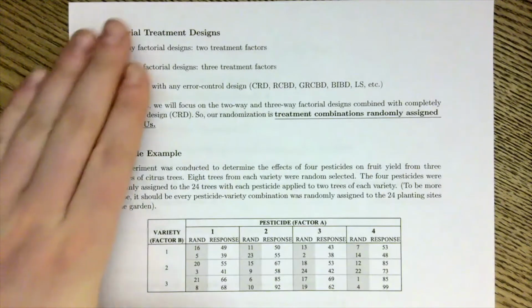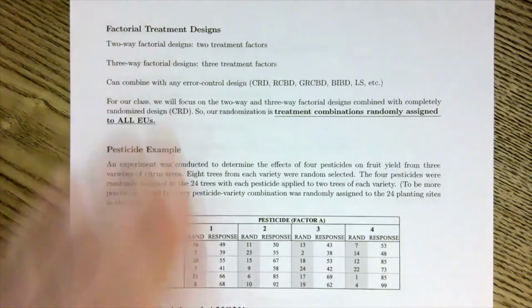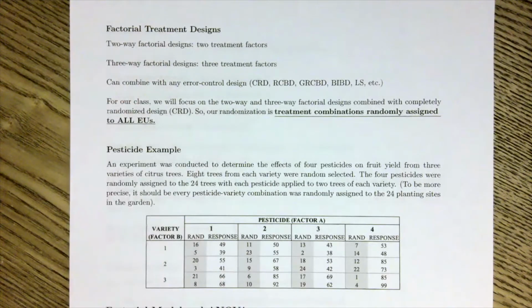Once we have our number of treatments and our levels, i.e. our treatment design, we can combine it with any error control design: CRD, RCBD, GRCBD, BIBD, Latin square, etc. Hopefully you guys are getting the idea here. But for our class, we're only going to be focused on a 2-way, 3-way design combined with a completely randomized design. So our randomization is the treatment combinations randomly assigned to all the experimental units.